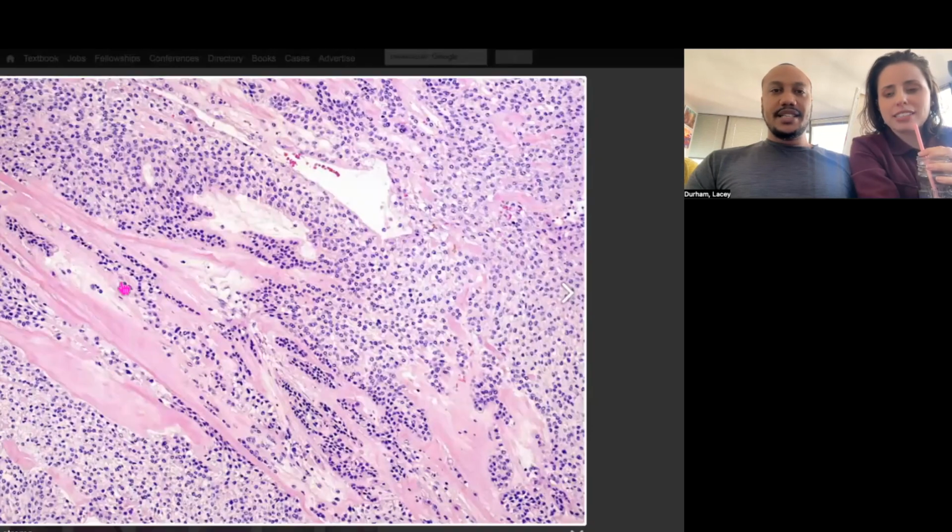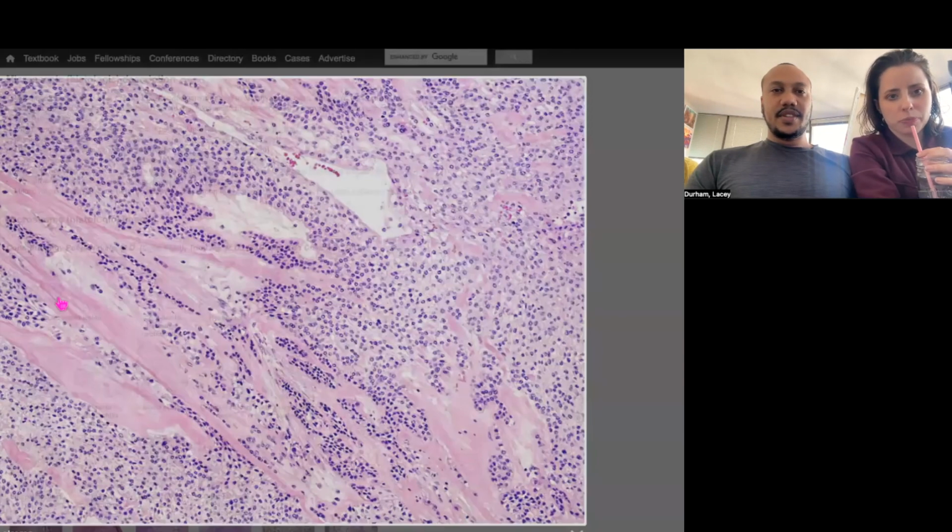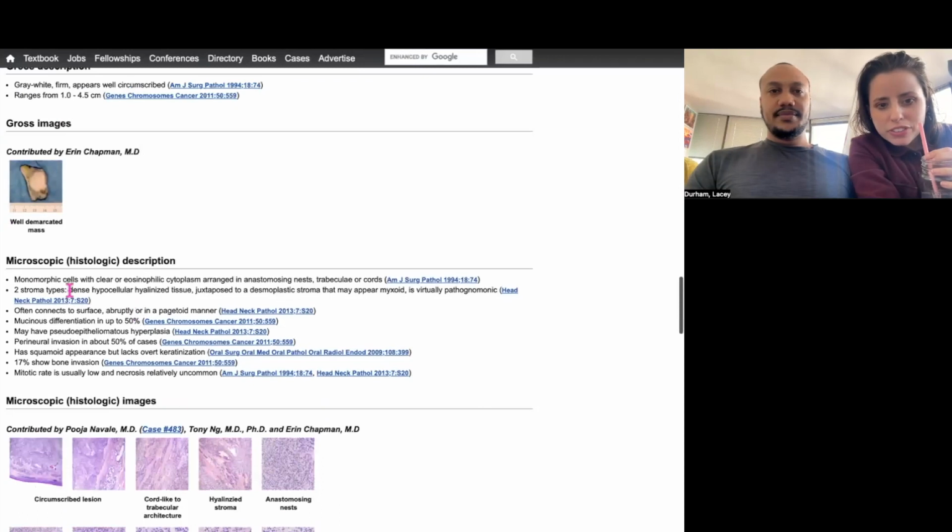So highly nice. Can I see the microscopic? I need to see the words first. Okay. Monomorphic cells with clear or eosinophilic cytoplasm arranged in anastomosing nests, trabeculae, or cords. Two stroma types. You can have dense hypocellular hyalinized tissue juxtaposed to a desmoplastic stroma that may appear myxoid. It's virtually pathognomonic.